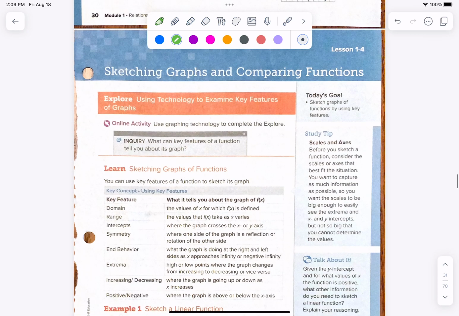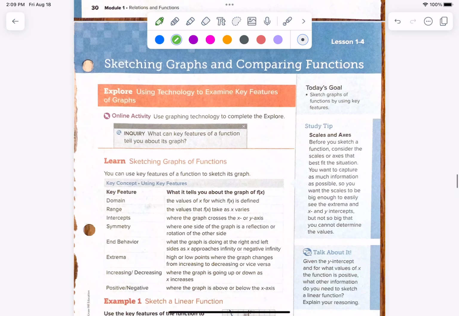Colton, we are doing notes in Algebra 2 for section 1-4. I will send them to you, or you already have them. Sketching graphs is what we're doing.